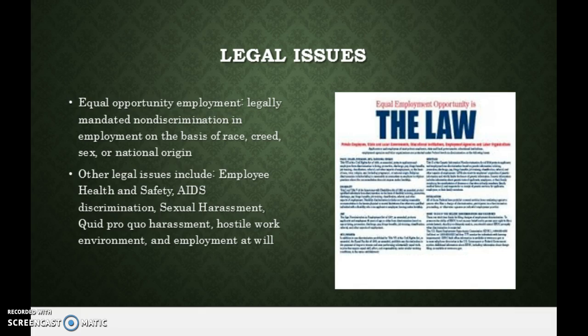Equal opportunity employment is legally mandated non-discrimination in employment on the basis of race, creed, sex, or national origin. Other legal issues include employee health and safety, age discrimination, sexual harassment, quid pro quo harassment, hostile work environment, and employment at will.